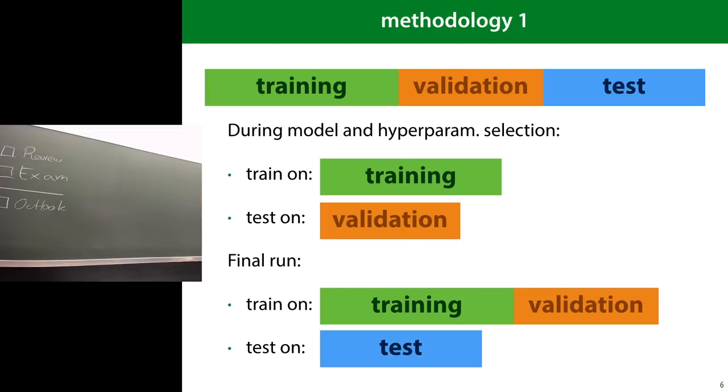Second week we went into methodology, so how to do data science, how to do machine learning. And the most important thing we saw there was this idea of splitting off your data into a training and a test set, and then in order not to overuse the test set, to do the same thing again on your training data. So if you only remember one slide, this is probably the one you should remember.